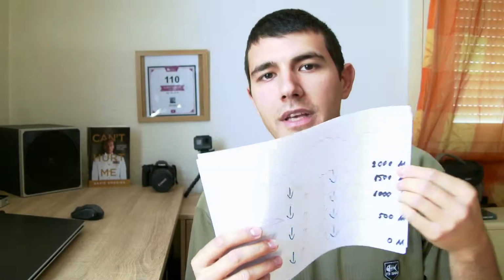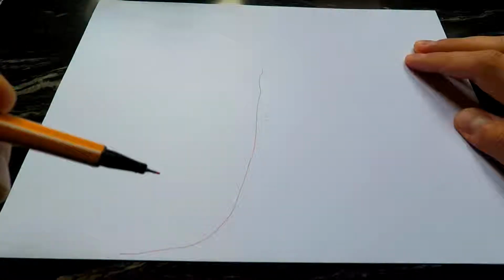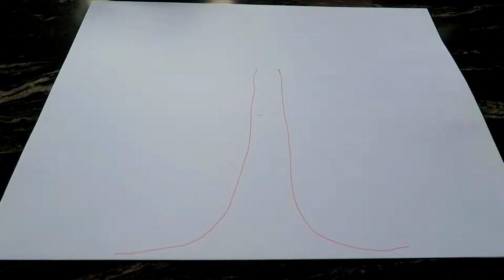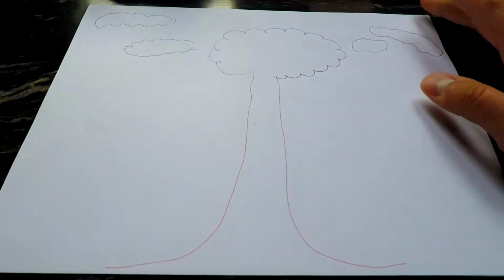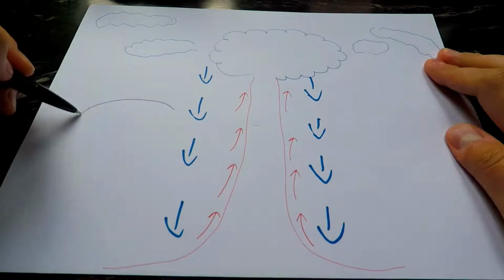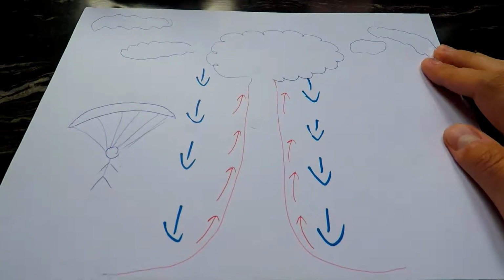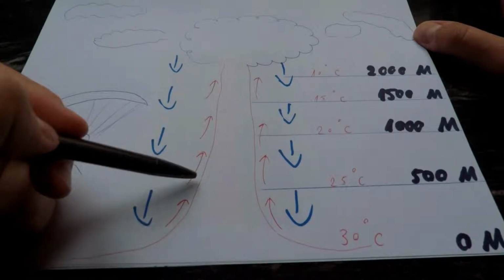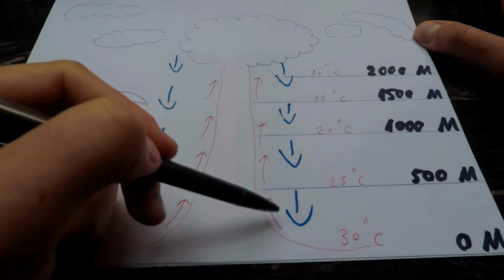Okay, so I prepared some slides today that I'm going to show you right now and that are going to visualize for you a thermal, how to feel that you have entered one, and especially how to stay inside of it. These red arrows are representing the hot air that goes up.